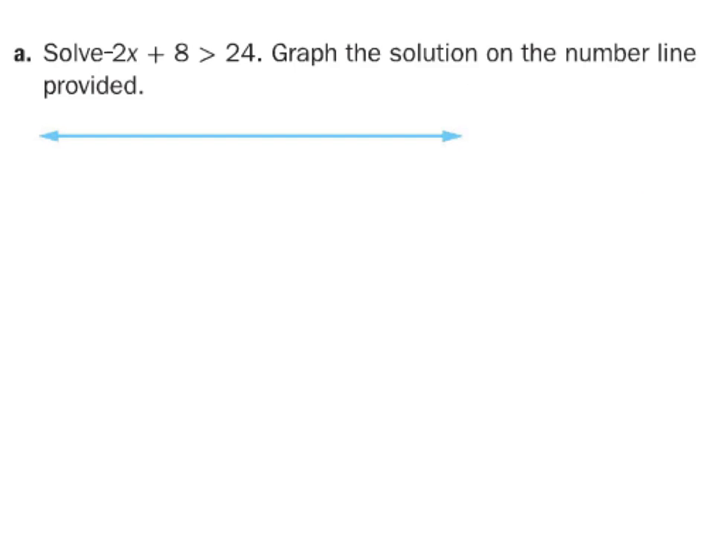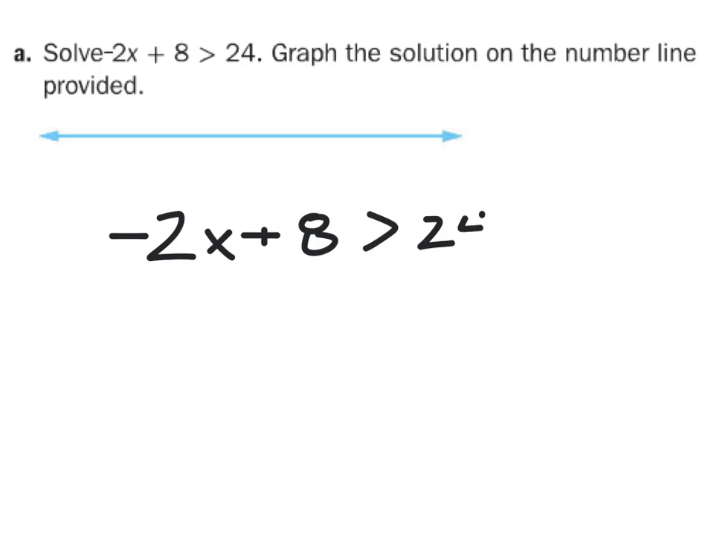All right, solve this one, and I did change that a little bit. Negative 2x plus 8 is greater than 24. Graph the solution on the number line provided. Thank you. Okay, well, let's rewrite this so that we can solve it. So negative 2x plus 8 is greater than 24. Now, if we had kept this as a positive 2x, by the way, like it was before, nothing would change.